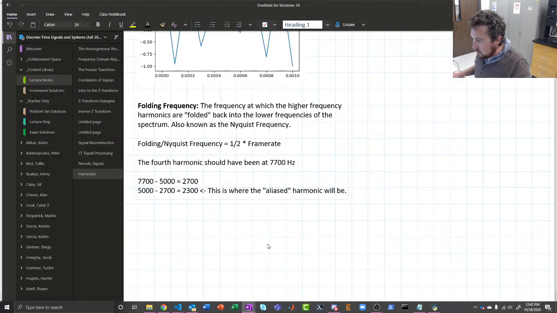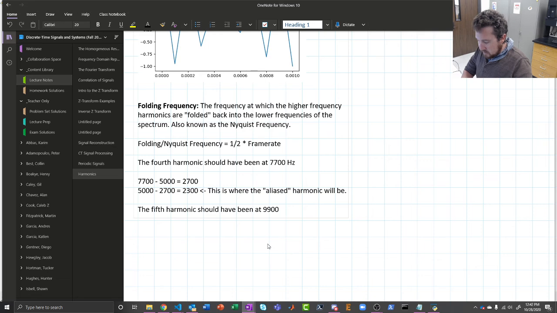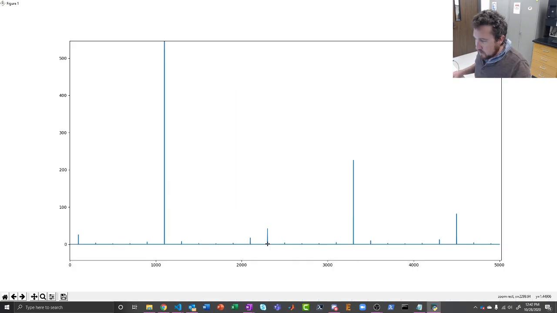The next one should have been, let's see, the fifth harmonic should have been at 9,900 hertz. But 9,900 minus 5,000 is equal to 4,900, and 5,000 minus 4,900 is equal to 100. So now instead, the fifth harmonic shows up at 100 hertz. So it gets folded back, the spectrum folds back across the frequency. All right, any questions about that?